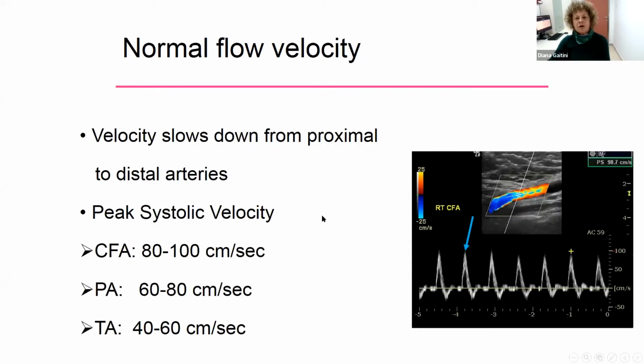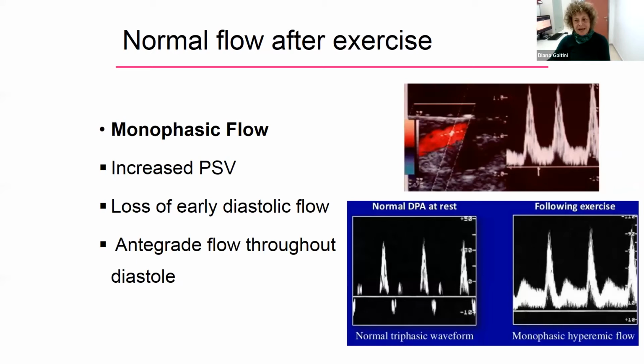The normal flow velocity at the arteries slows down from proximal to distal arteries. At the common femoral is normally between 80 to 100 centimeters per second and lowers to 60 to 80 at the popliteal artery and 40 to 60 at the tibial arteries. After exercise, the flow changes. It becomes from a triphasic flow to a monophasic flow. We have a rising in the peak systolic velocity and have an antegrade flow all over the diastole.